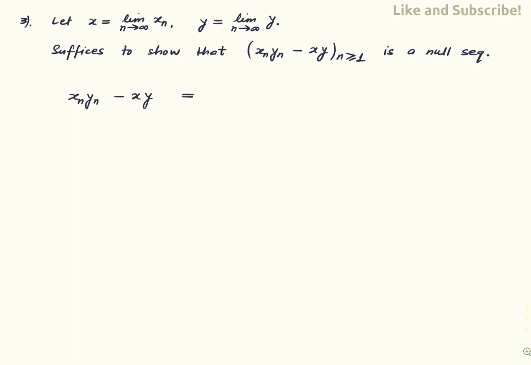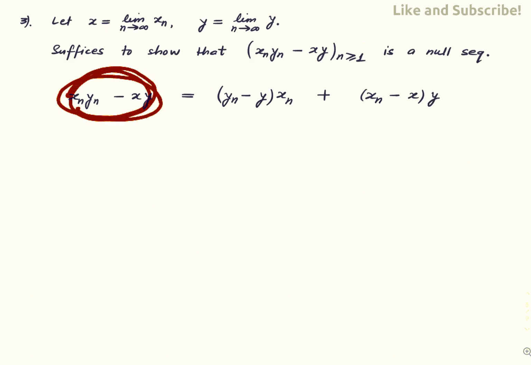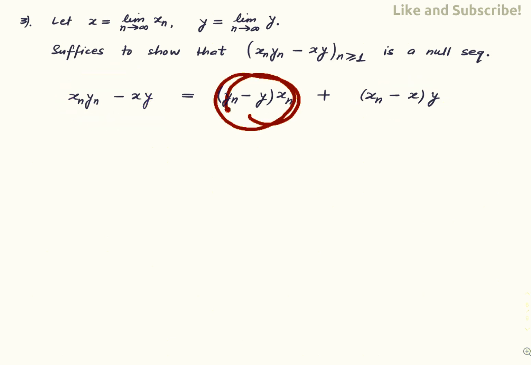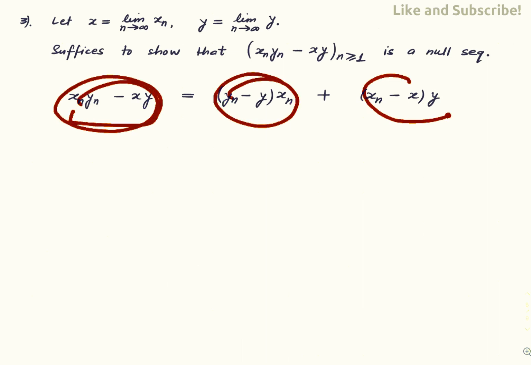is this times xn plus this times y. So we have just written this sequence as a sum of two different sequences. As you run over little n, this generates a sequence, and so does this. So the nth term of this sequence is now the nth term of two other sequences.